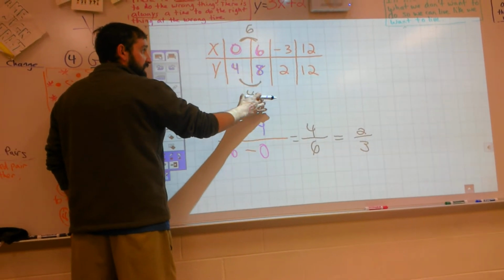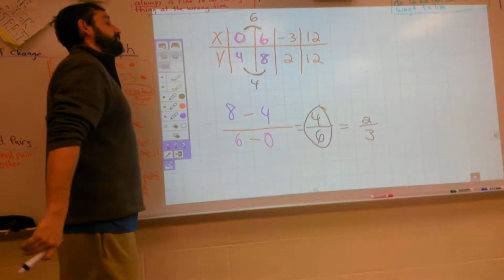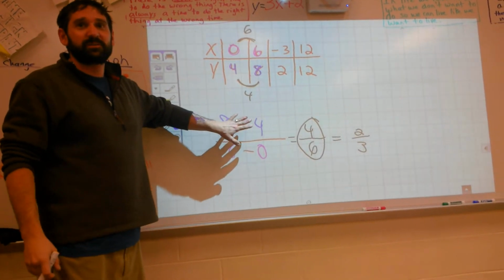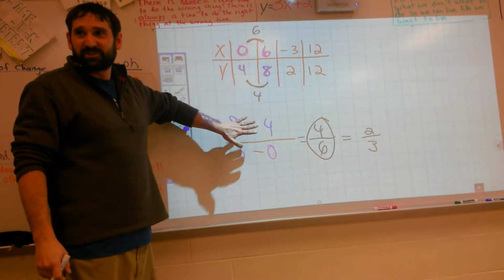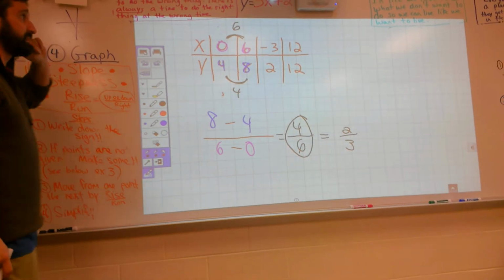So the change in y is 4 and the change in x is 6, which is what we got right here. So this right here, this is what we use for negative numbers. I want you to use this method, but if you don't have negative numbers, I think it's a shortcut to just do it like that. Simplify it that way.